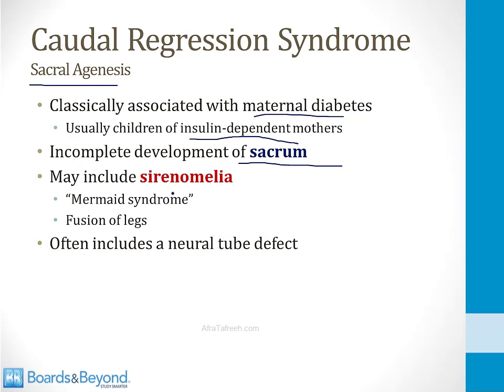This can lead to what's known as sirenomelia, which is the mermaid syndrome, where children are born with fusion of the legs. In addition, they can be missing the bones of the sacrum, and it also includes a neural tube defect in many cases. So you can basically think of that lower pelvic region as being entirely abnormal. So the sacral bones are missing, there may be a neural tube defect, and the legs are fused together.